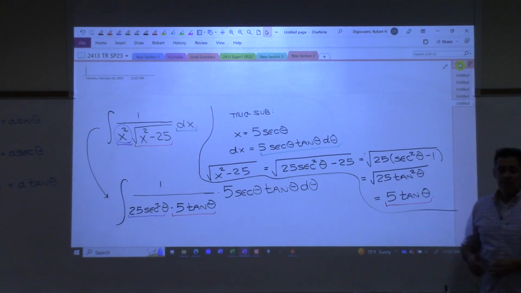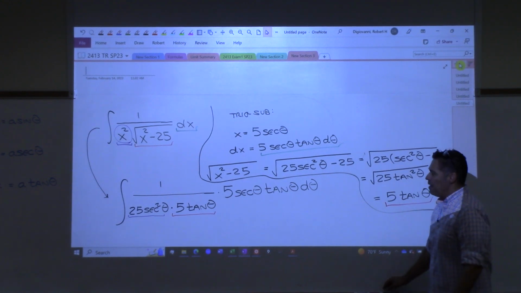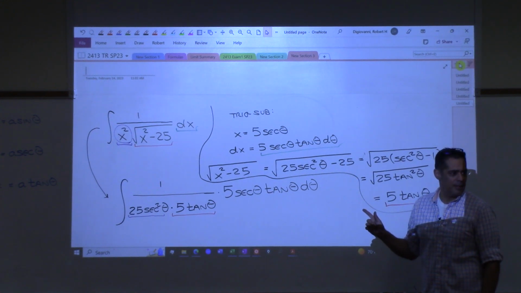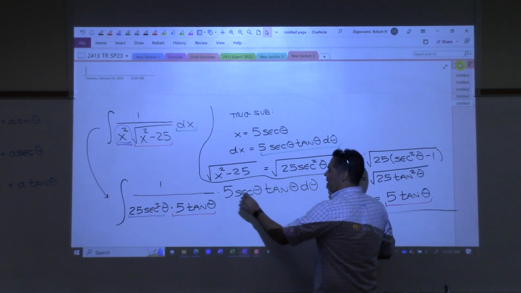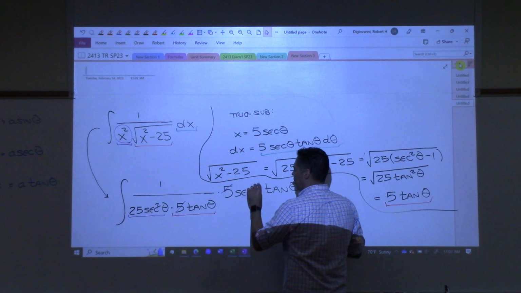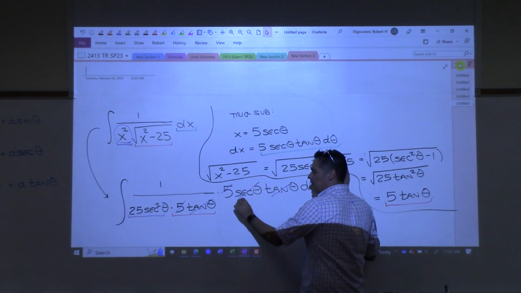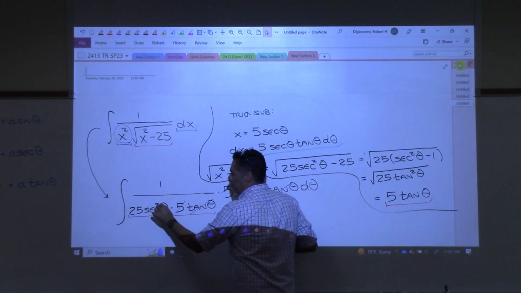And if you look at this, we now have a trig integral. It's no longer this square root stuff, it's a trig integral. And hopefully I can do this trig integral. I'm seeing a lot of good things happen here. Do you all see all this? I get a 5 here, gone. I get a tangent theta, gone. One of these secants goes away, just one of them.